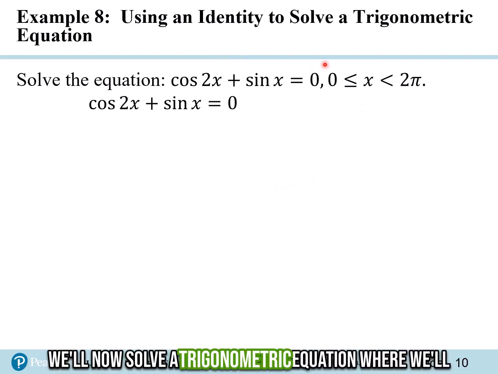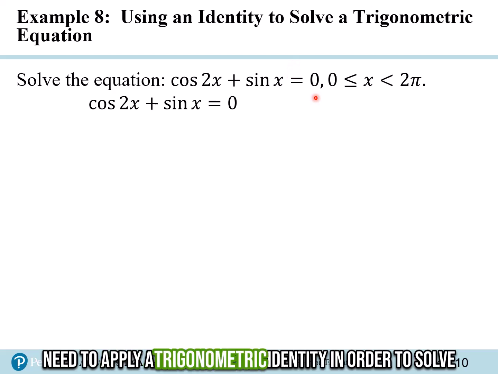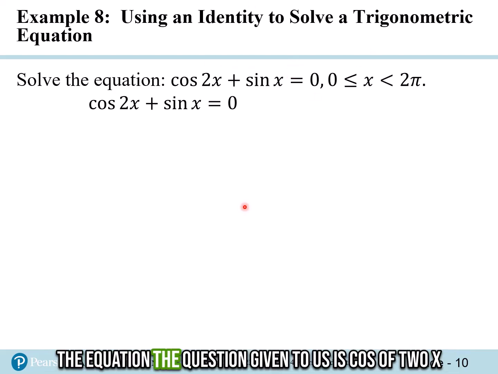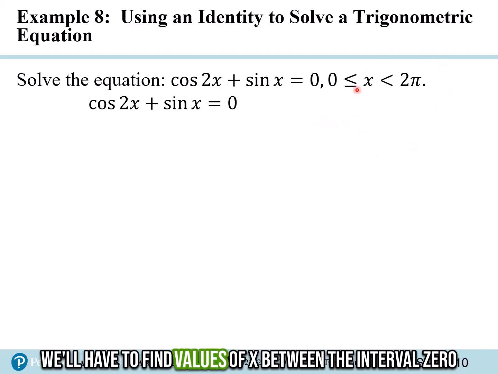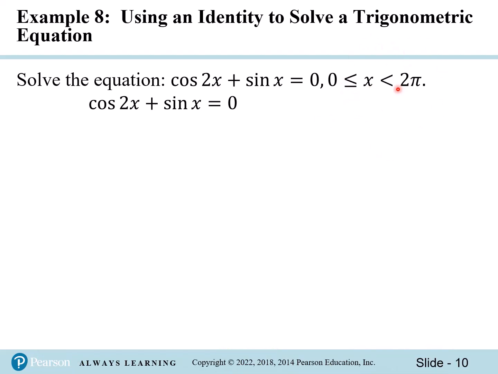We'll now solve a trigonometric equation where we'll need to apply a trigonometric identity in order to solve the equation. The question given to us is cos of 2x plus sine of x equal to 0. That's the equation, but we'll have to find values of x between the interval 0 and 2 pi.